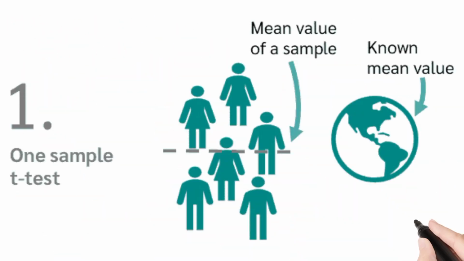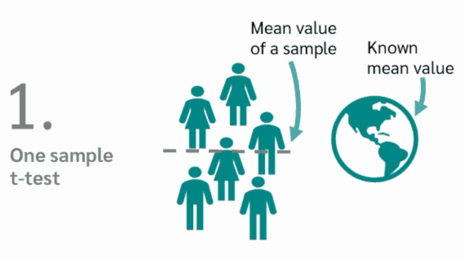So let's start with the one sample t-test. A one sample t-test is a type of t-test in which you are comparing the mean value of a sample and a known mean value. It means you are comparing the mean of a sample and the mean of the standard that is well known. So this type of t-test is called a one sample t-test.